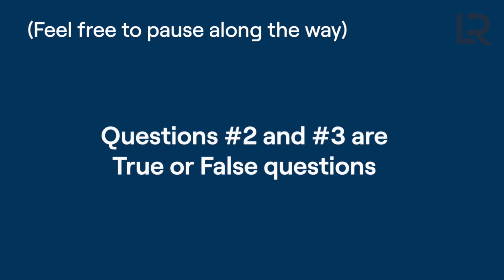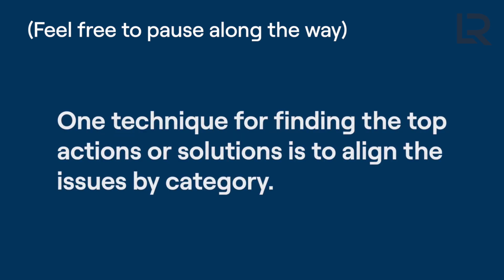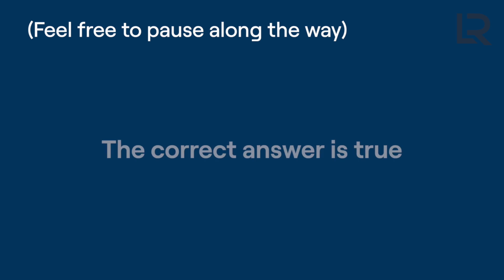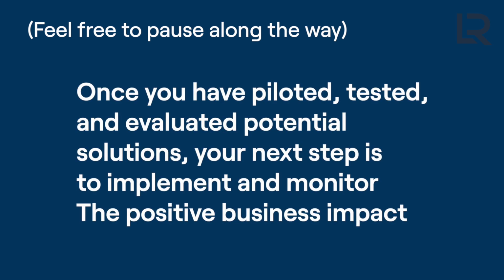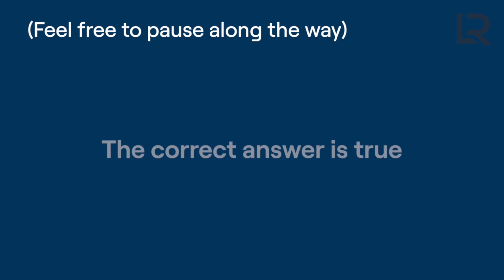Questions 2 and 3 are true or false questions. Question 2 is, one technique for finding the top actions or solutions is to align the issues by category. For this, the correct answer is true. Our final question is, once you have piloted, tested, and evaluated potential solutions, your next step is to implement and monitor the positive business impact. For this, the correct answer is also true.